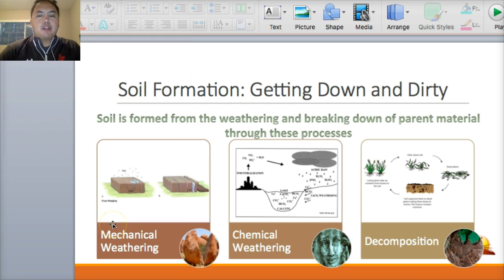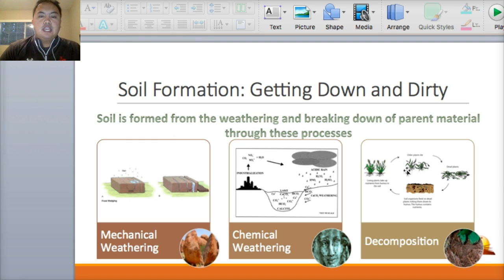It could be broken down mechanically, so it could be through freezing and thawing or wet and dry cycles. You could break down parent material just mechanically. It can also be broken down chemically. You may have heard of things like acid rain, or it can be broken down by water, oxygen. Or it can be done by what they call decomposition. Once it starts to break down, different animals can break down the parent material into organic compounds, and it adds nutrients to the soil.